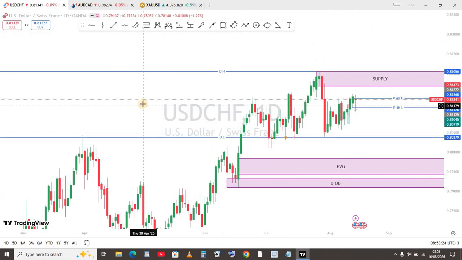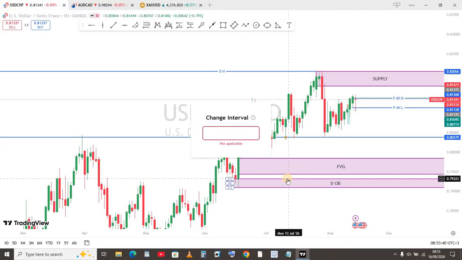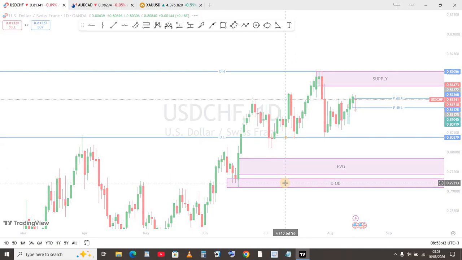So let us go back to after marking daily high and daily low, and then our supply area. You can see that this daily low is just a support level. The market has been touching this level multiple times. So let us go to the 4-hour time frame.